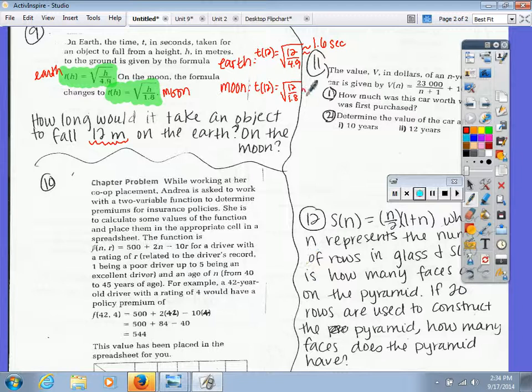All right, and then the moon. So if you put it in your calculator, some of y'all obviously did that faster. Awesome. And what do you get? 2.6 seconds.